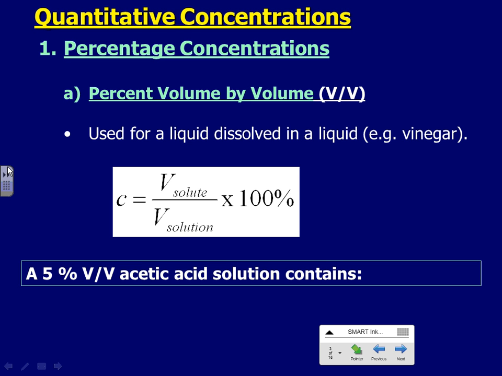Now in this specific situation, we're looking at something called percentage volume by volume, and we use it when a liquid is dissolved in a liquid. Just looking ahead, the next one we will do is percentage weight by volume when a solid is dissolved in a liquid. And the last one will be percentage weight by weight when a solid is dissolved in a solid.